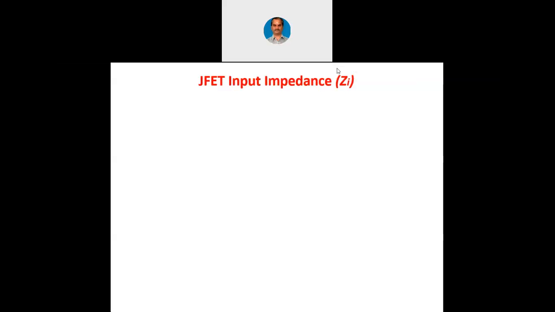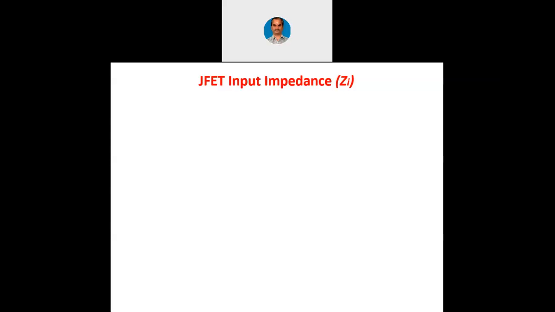The exact answer is, there is no gate current in case of JFET. In BJT we had a base current. Because of the base current we had beta there, and we had that beta into RE at the input side. Now in JFET there is no beta at all, when there is no input current at all.